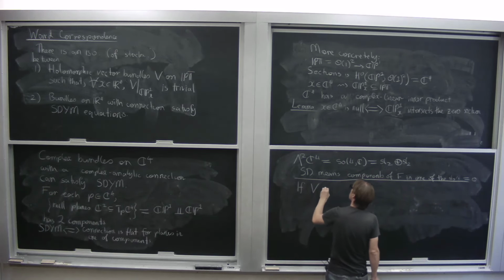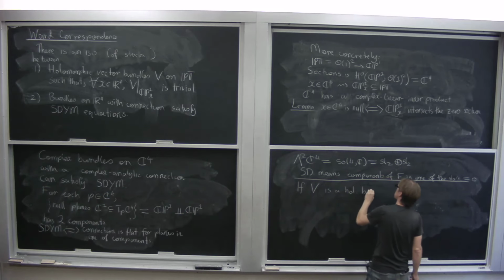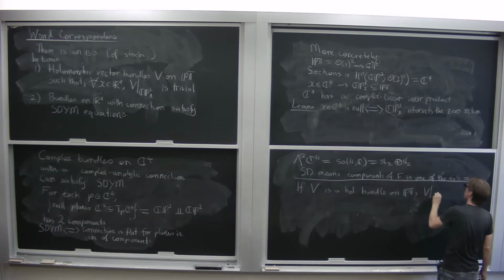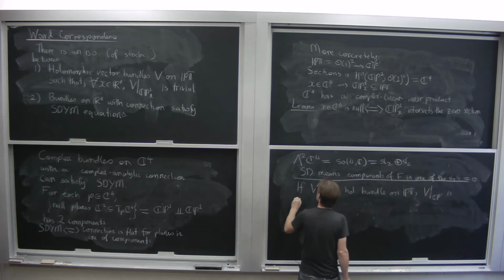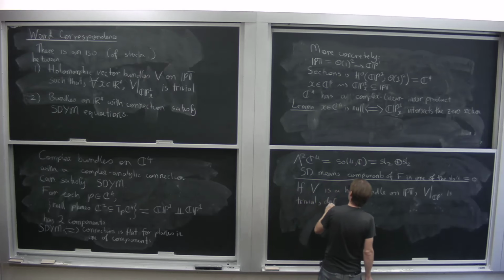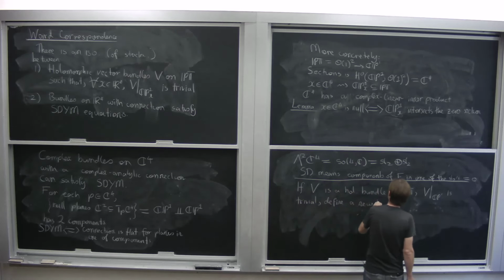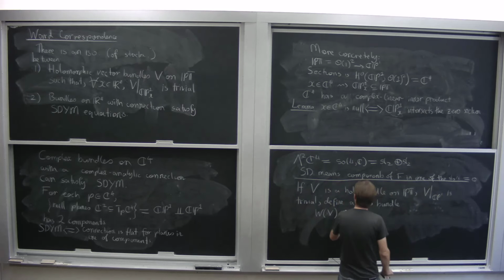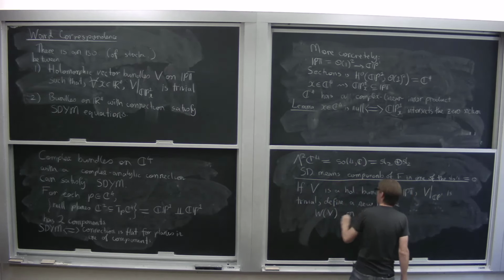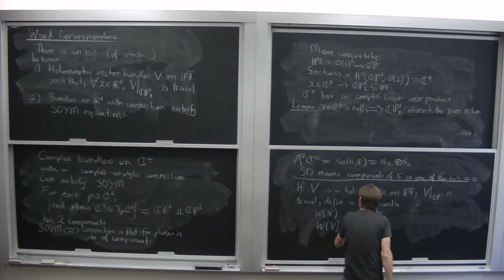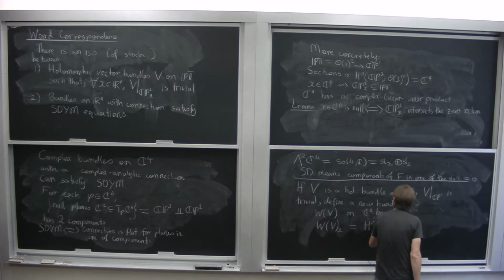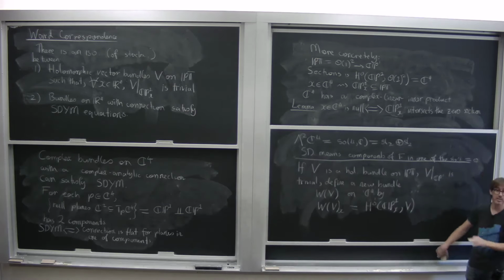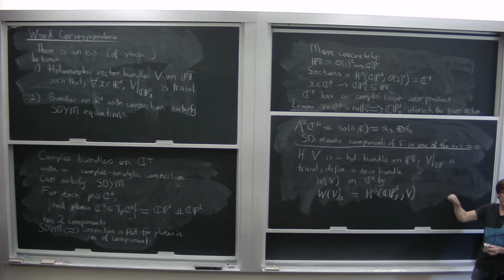So if V is a holomorphic bundle on twistor space, and V restricted to each CP1 is trivial, we define a new bundle WV on C4 by: WV at X, its fiber at X, is H0 on that corresponding CP1 of V. Now, this is the first thing any algebraic geometry person would do. It's just a push-pull construction.